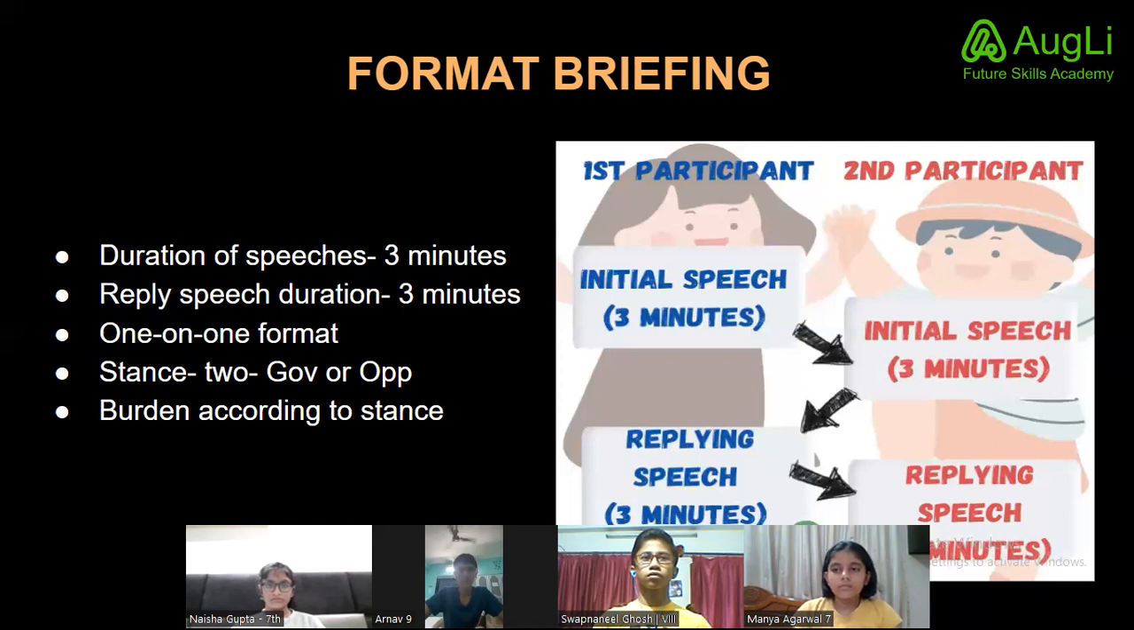And the stance will be given to you by us. You don't have the liberty to choose your stance. We will give you the stance with the motion, which means that there would be an Excel sheet, or it will be released, wherein your name, your stance, your opposition, the motion you're debating on, the time slots, everything will be mentioned. So don't fret about that.